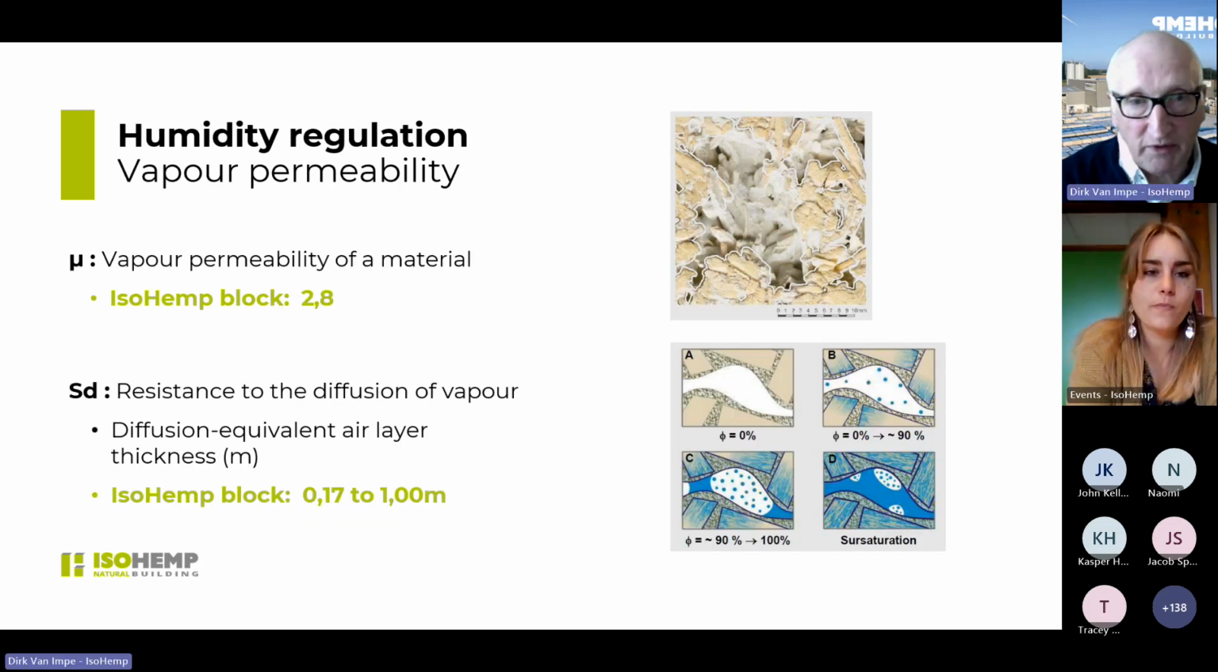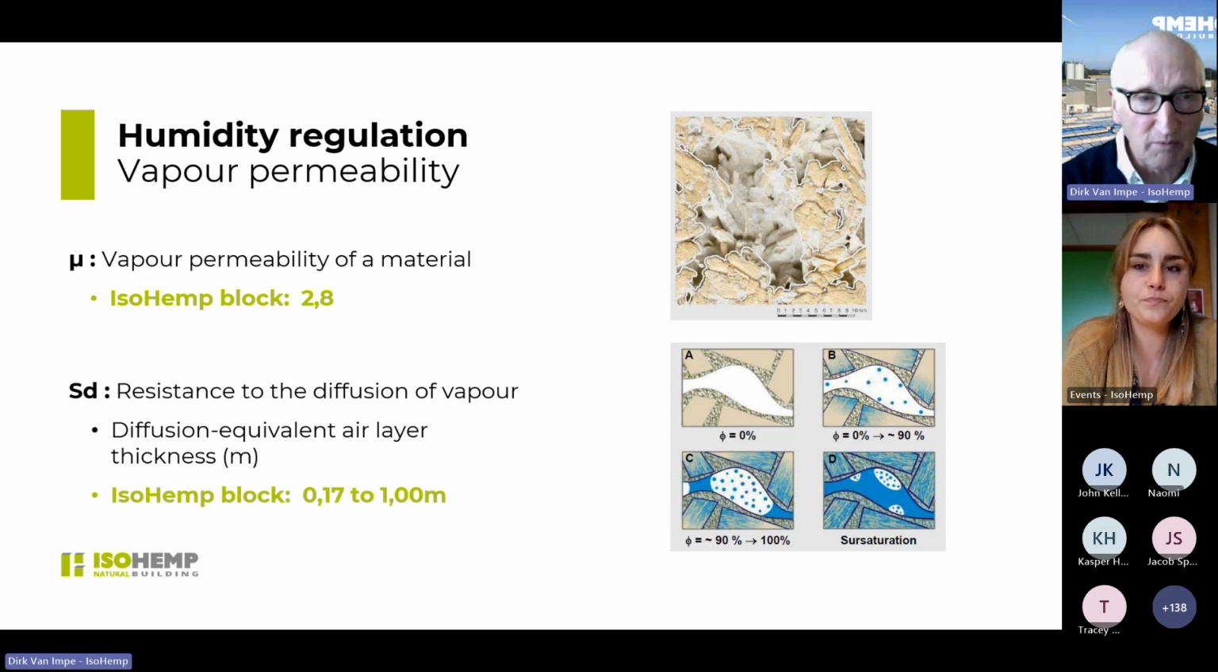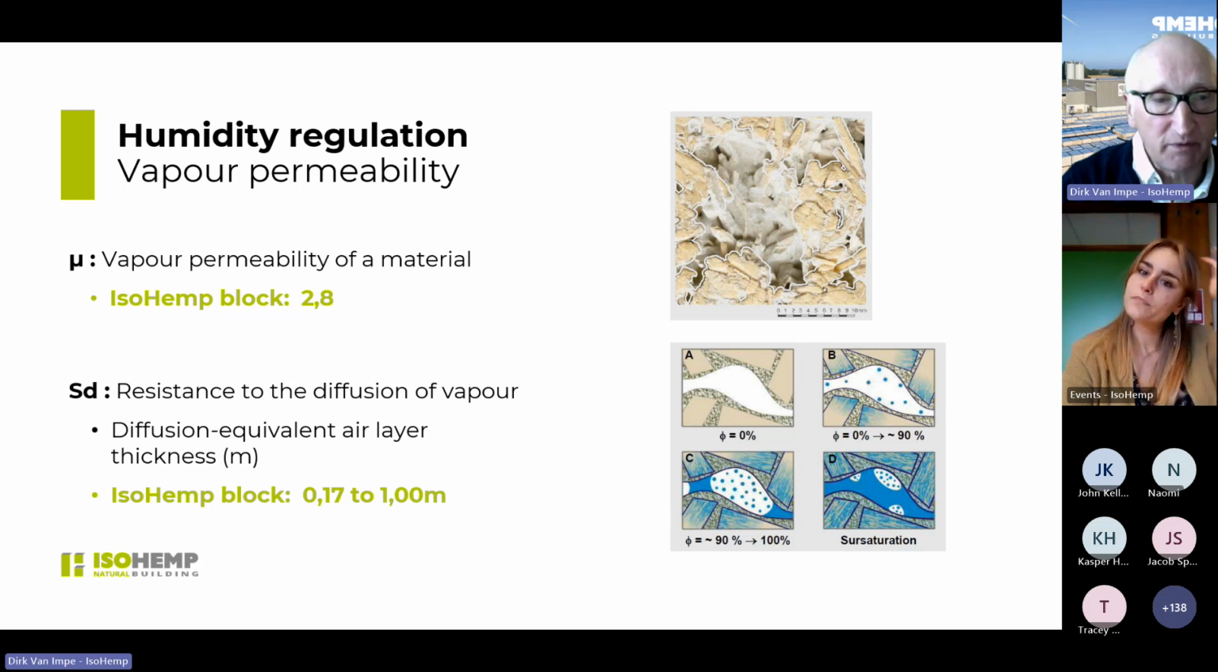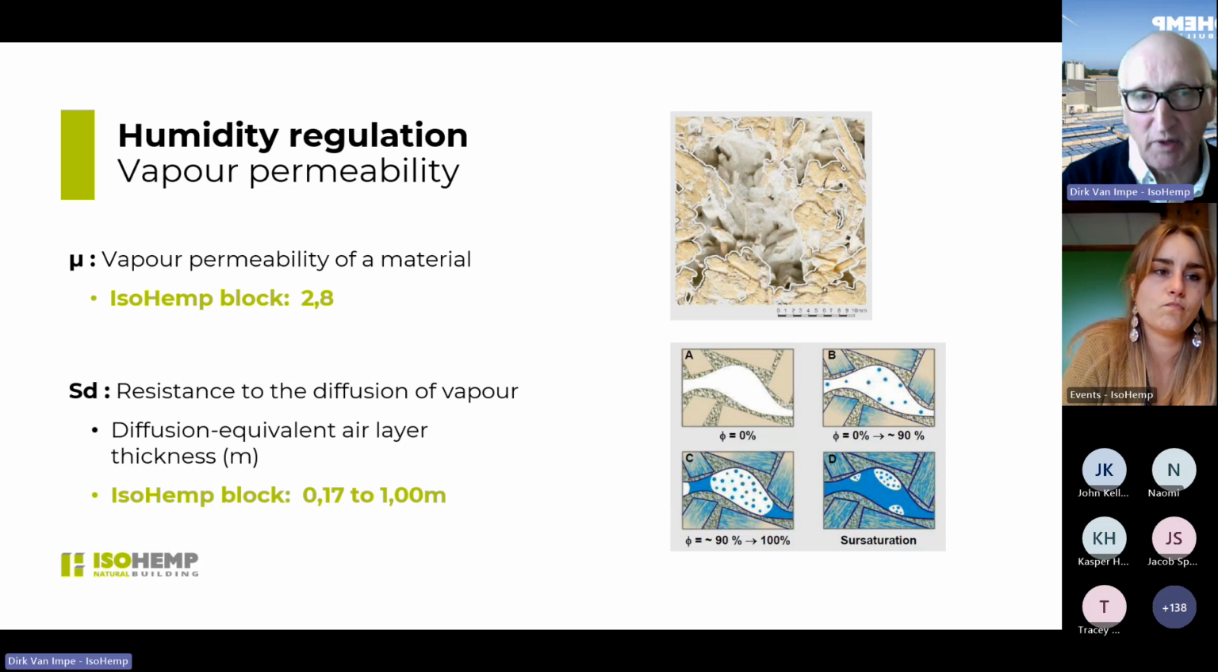The same it does with humidity. It takes water, it gives it back. It's a vapor permeable material. It has a mu value of 2.8, and the mu d or SD from 0.17 to 1 meter. So this is the diffusion equivalent air layer thickness. It's a vapor open, vapor permeable material, and with this material, the inner climate is kept very, very stable from humidity. When humidity goes up, the blocks take it. When humidity goes down, it gives it back. So the inner moisture is very stable.